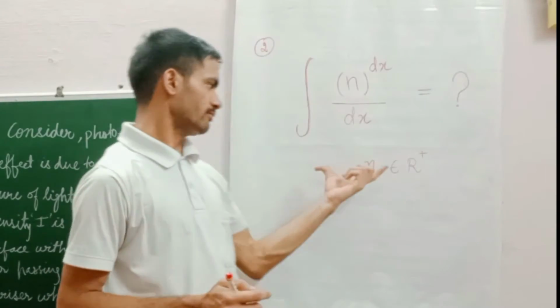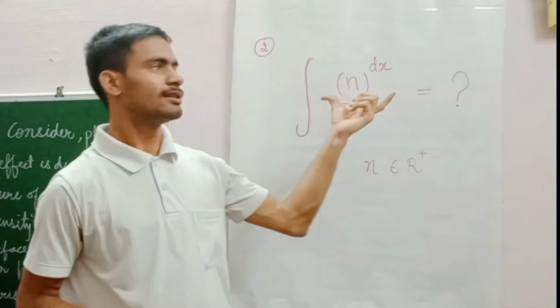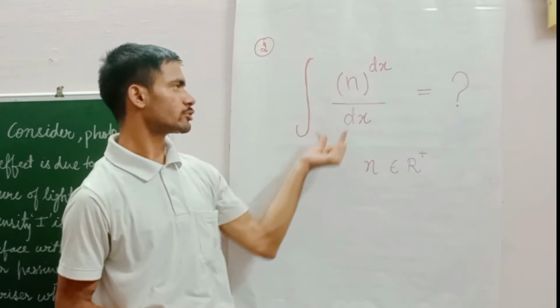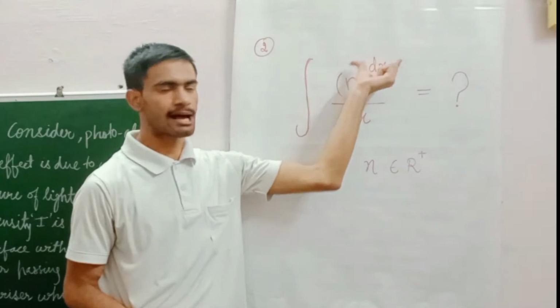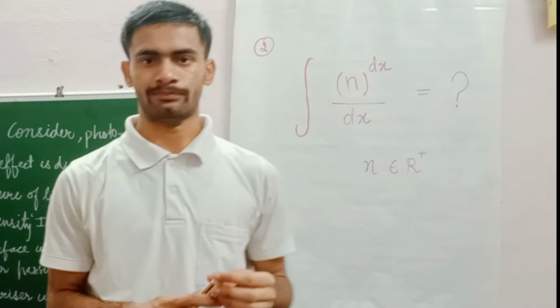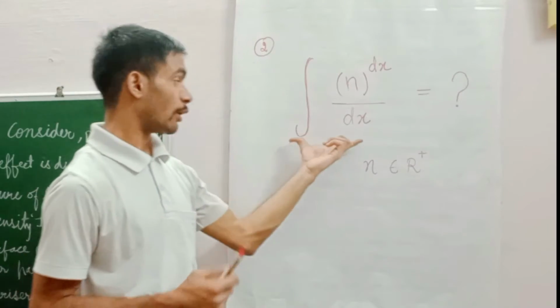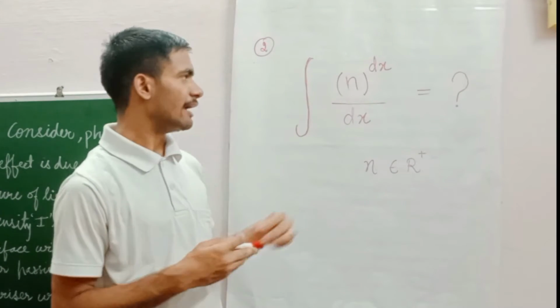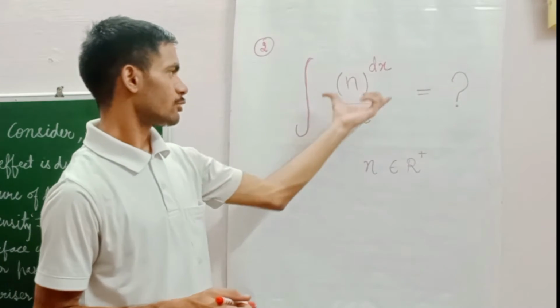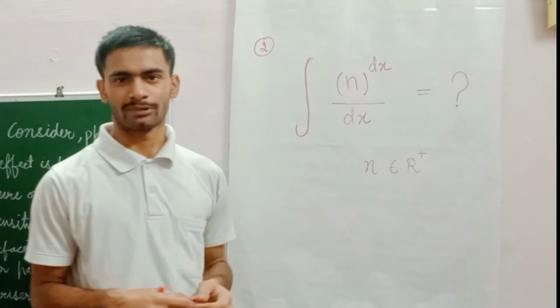Consider the second question. It's related to the maths field. Here you have to find the value of this integration, that is the integral of n to the power of dx upon dx, where n belongs to real positive numbers. So this is quite interesting, you would find it, and some other ideas are going to be used in this way. So try this question, you will enjoy it.